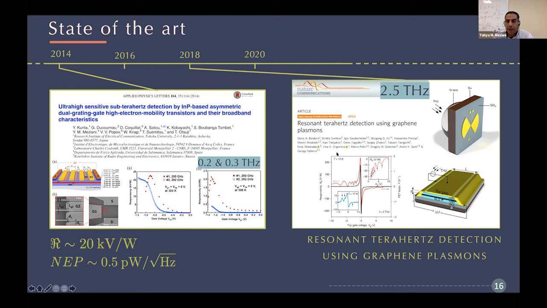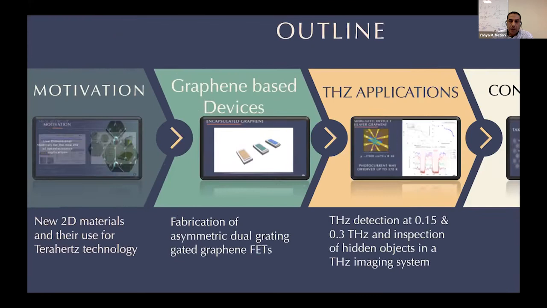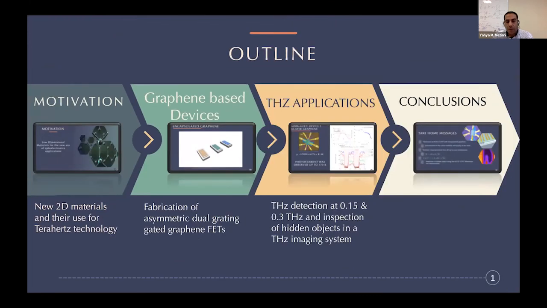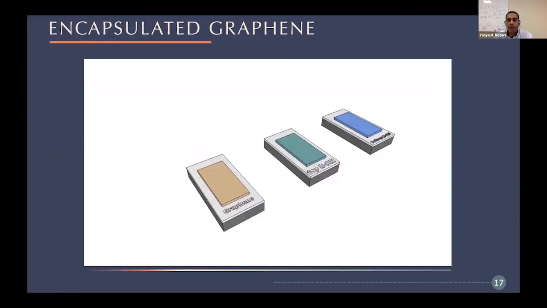You can see here at 10 Kelvin, a resonant behavior was observed by using bilayer graphene with both an integrated antenna and silicon lenses. Okay, so this is mainly the motivation. Now we are going to introduce a little bit the graphene-based devices.